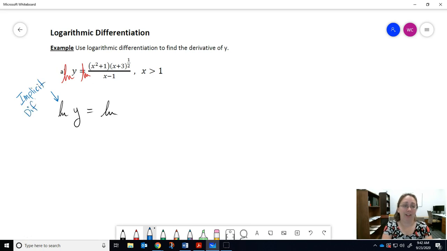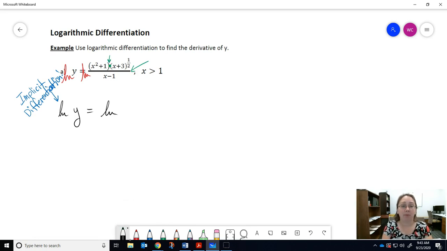So if you haven't learned how to do implicit differentiation, if you haven't watched those videos yet, go back and watch them. Wow, I can't write. Differentiation. Okay, anyway. So we put the ln on both sides. On the right-hand side, we're going to use our log rules to break it up. So we have a product, and we have a quotient. Let's use those rules first, and then we'll go from there.